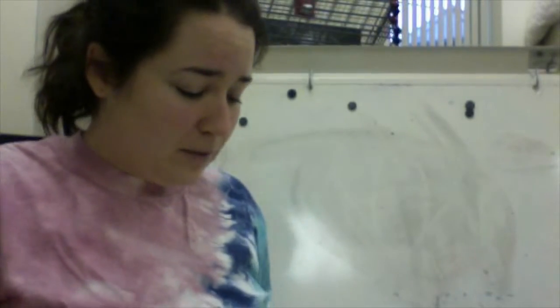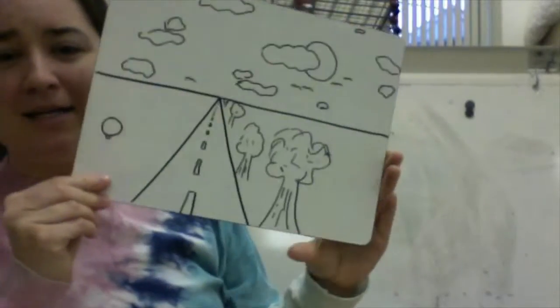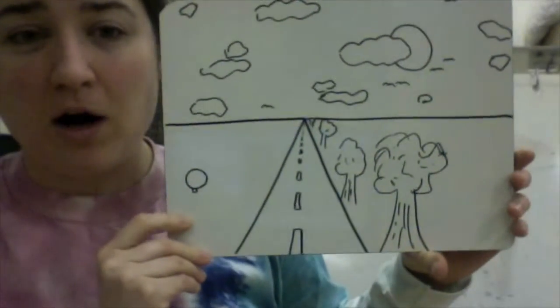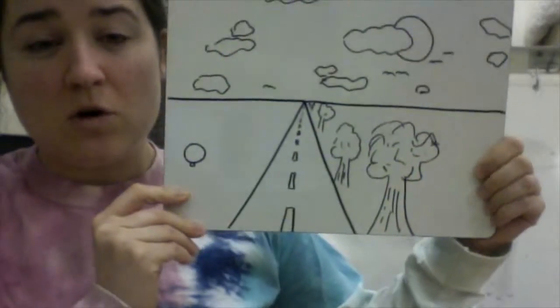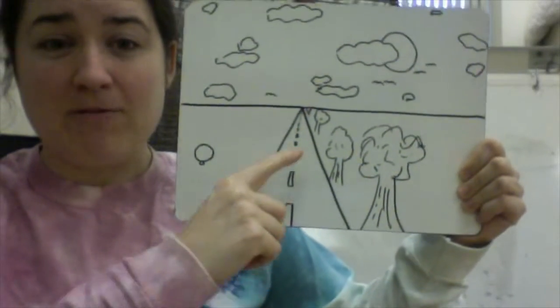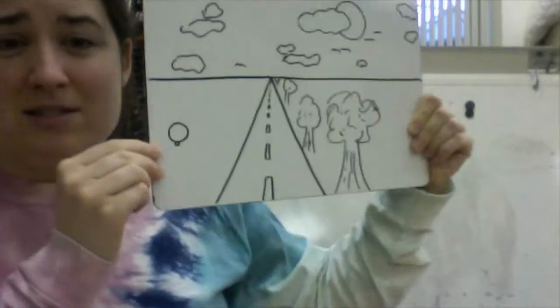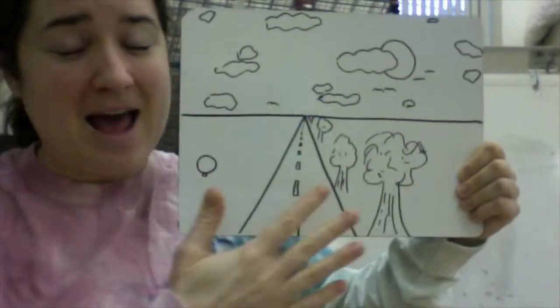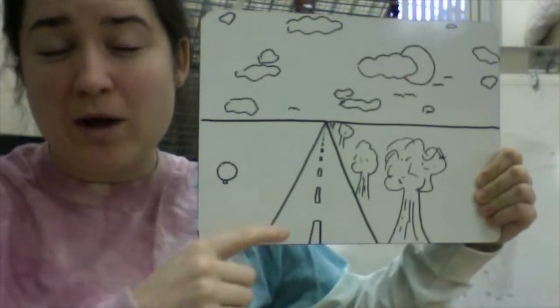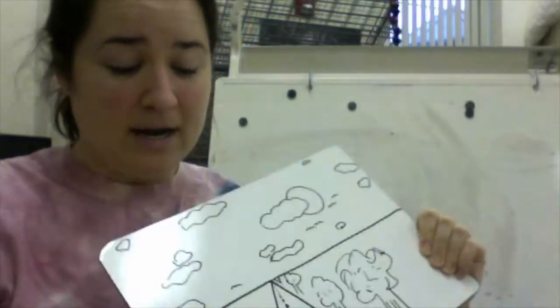So here, I wasn't quite finished with it yet, but here is kind of a sneak peek of what our artwork could look like. So it looks like this road is getting farther away from me. But really, it's all drawn on this flat board. So it's not actually taking up space going this way, it just looks like it is. So it's kind of like an illusion.